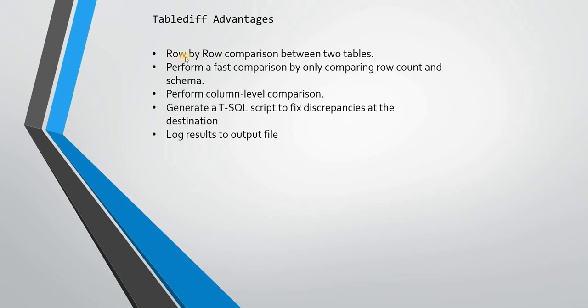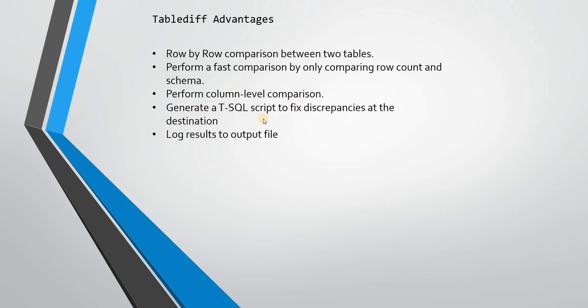How does this work? It is a row by row comparison between the two tables. So if your table is very huge, then it is going to take some time. It can perform a fast comparison by only comparing row count and schema. It can also perform a column level comparison. So if the values are not the same, it doesn't only compare the number of rows and create a script for the missing rows, it also compares the values in those rows for each column.